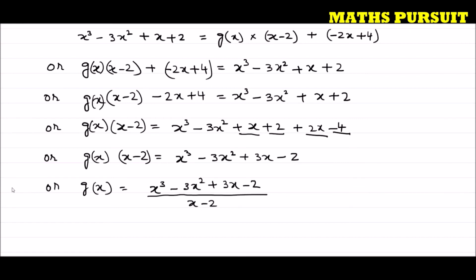Hope guys till here I am very clear. What I did, I just moved this x - 2 from the left hand side to the right hand side. Here x - 2 was being multiplied with g(x). When I moved it, it got divided in the resulting equation. Now we are going to divide the polynomial. This polynomial will look like p(x) upon x - 2. x - 2 is our q(x). So we are going to divide the polynomial p(x) with q(x) so that we can get g(x). That is what we are going to do now.